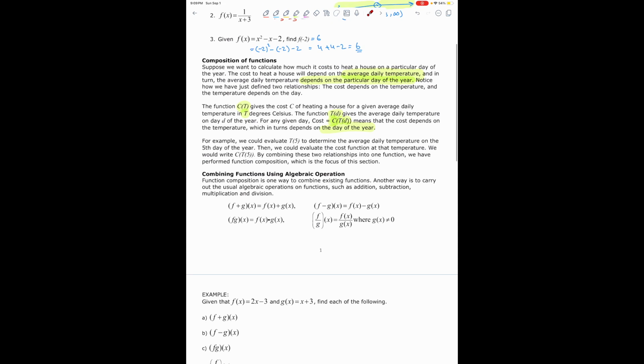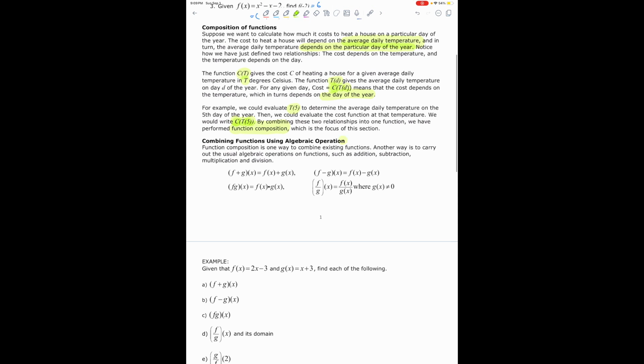For example, we could evaluate t of 5 to determine the average daily temperature on the 5th day of the year. Then we could evaluate the cost at that temperature. We write the cost as c of t of 5. By combining these two relationships into one function, we have performed function composition, which is the focus of this section. But before that, let's combine functions using algebraic operations.